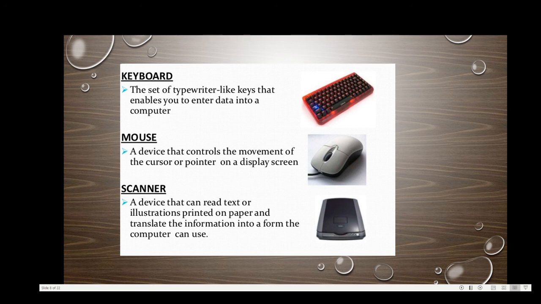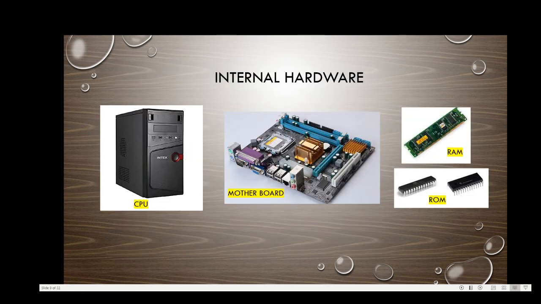A scanner is a device which can read text or illustrations and translate that into a form the computer can use. So through these devices we enter data or provide data to the computer, and they are known as input devices. Now the second, that is the internal hardware or the processing part. The processing part consists of these devices: CPU, motherboard, RAM and ROM.